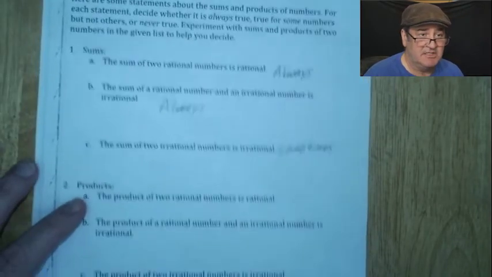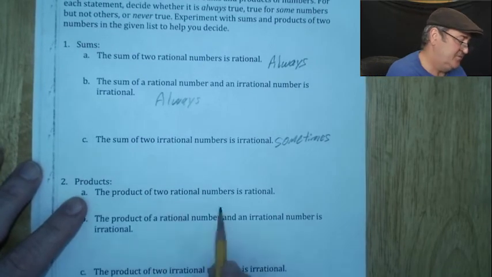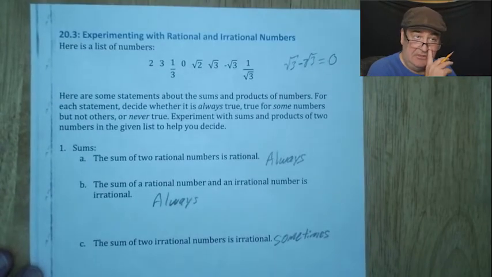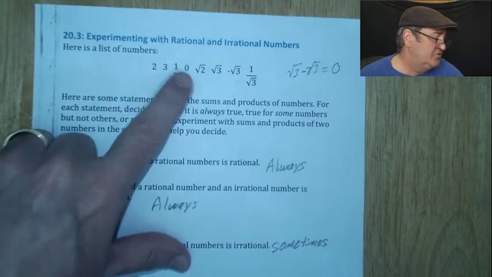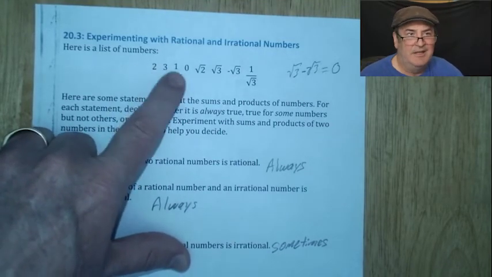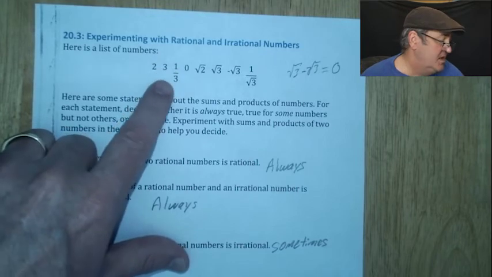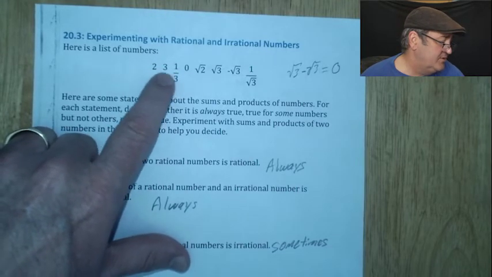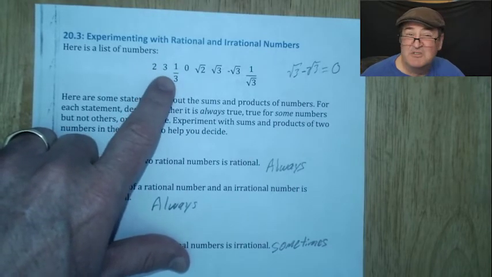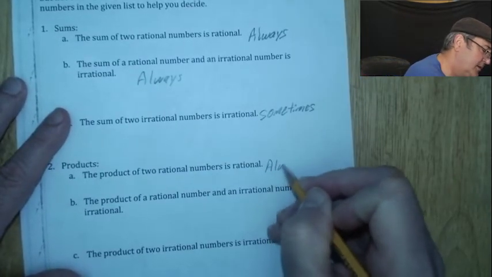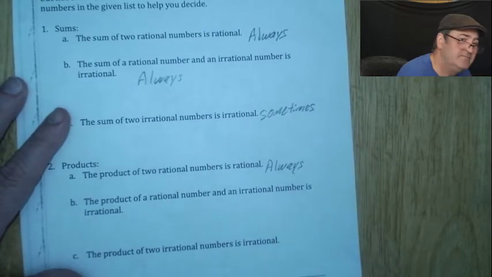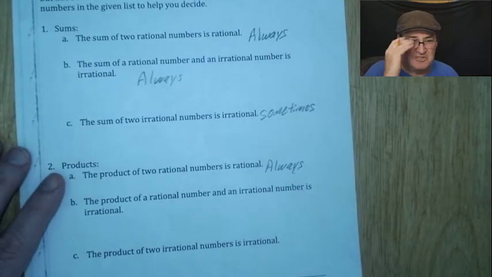Interesting. Let's try this. The product of two rational numbers is rational. So if we multiply two of these together, 2 times 3, 2 times 1/3, which is 2/3, 2 times 0, 0. If we multiply 0 by any rational number, it's going to be 0. 3 times a third is 1. That's a rational. So the product is always rational. Always. Can't find a case where it's not.